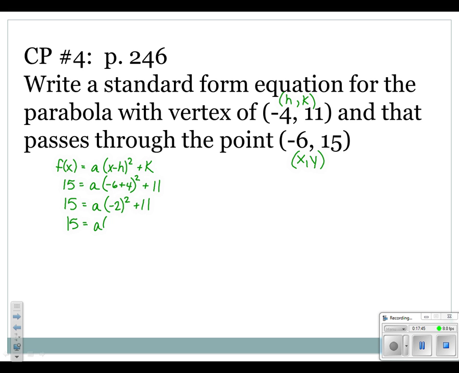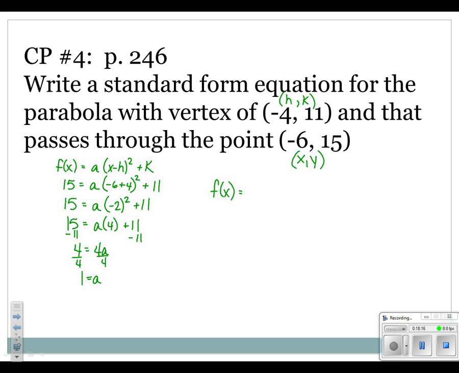Square your -2 now. Get rid of the 11. And get rid of your 4. So this time a ended up being 1. Well, 1 times a parenthesis doesn't show up. You can write it there if you want, and I will at first so that you can just see where that number would go if it were anything else. But here's your function in standard form.